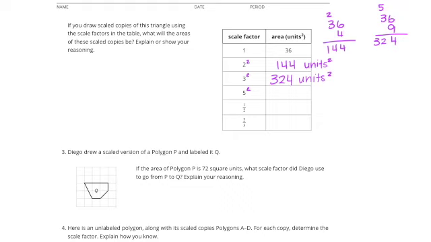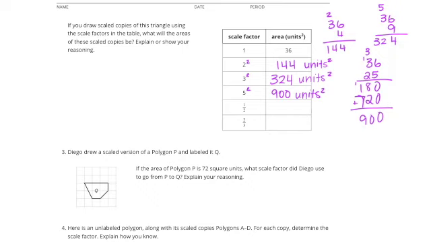If my scale factor is 5, then my area would increase by 5 squared. So 36 times 25. Don't forget that placeholder 0 when you multiply, guys. So that would be 900 units squared.